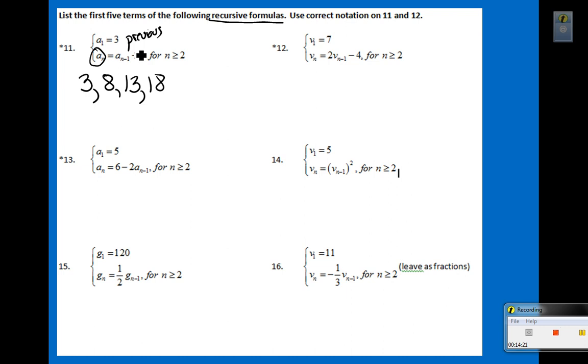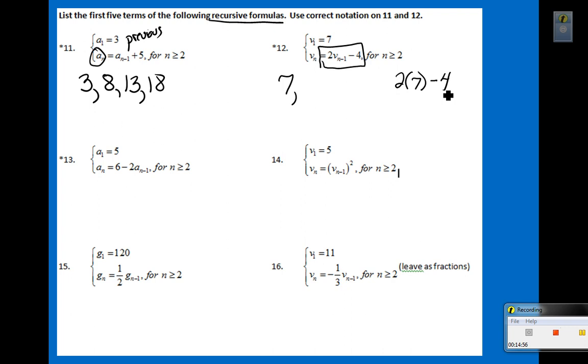Look at your number 12 while I got you a little bit confused. It says the value of my first term is 7. So I'm just going to write down a 7. Here's all this part says. I'll take care of this part here in just a second. It's just notation. Do not get caught up in it. This says my second term is 2 times the previous term minus 4. So I've got 2 times 7 minus 4. That's going to be my next number.